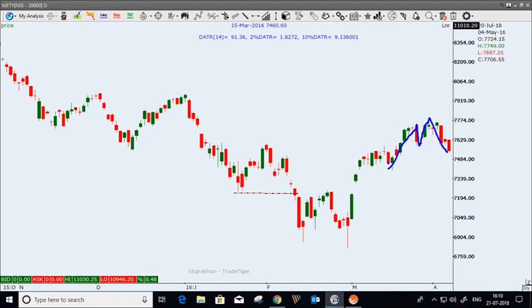Because I have a high, I have a low, I have a higher high, I also have a lower low. So why is it not a QM? If you are saying no, you have to answer me that.